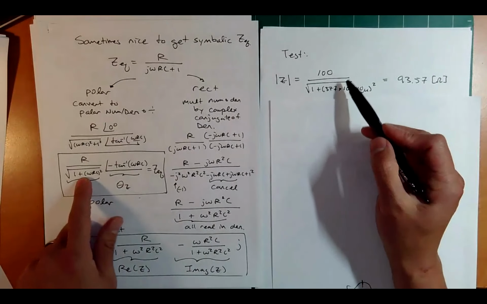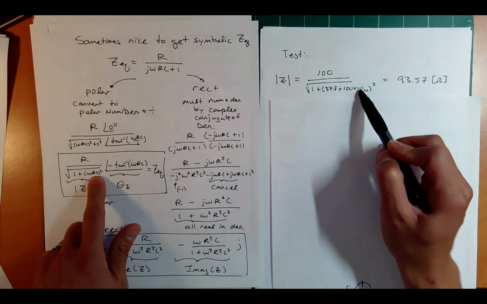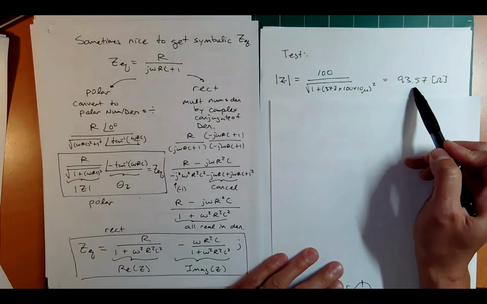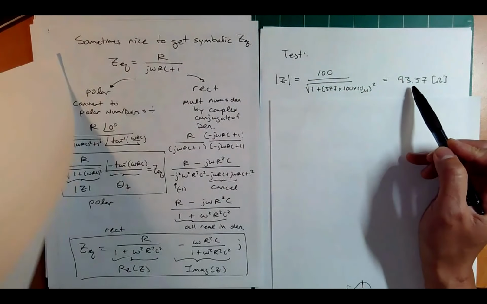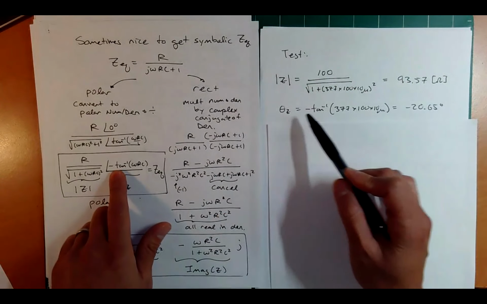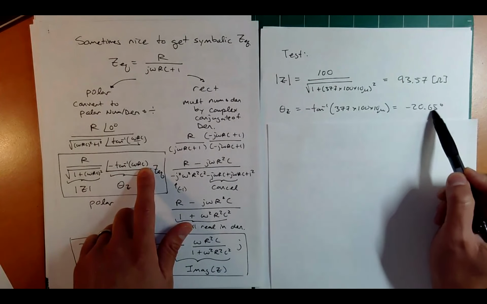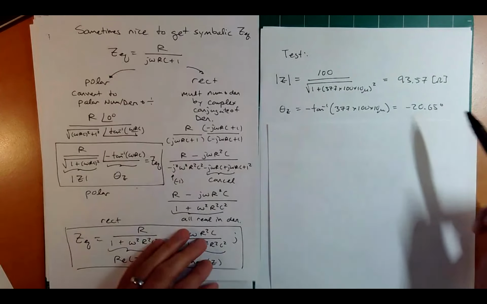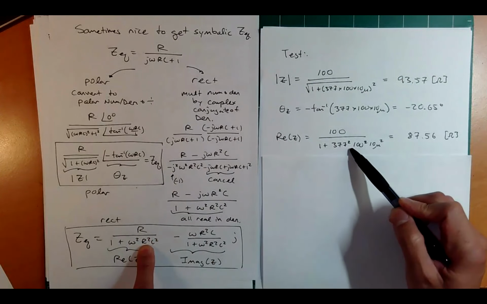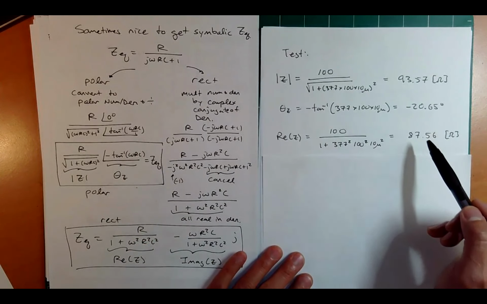We totally could. We could use this formula and put in 100, 377, 100, and 10 micro. And you punch that in your calculator, you actually get 93.57. And that matches what we calculated before for the Z, right? If we wanted to find the theta Z, we could do a negative inverse tangent of 377, 100, 10 micro. We get negative 20.65. Again, that matches. Fantastic. We could punch in here 100 over 1 plus 377 squared, 100 squared, 10 micro squared. We get 87.56. That's exactly what we got.